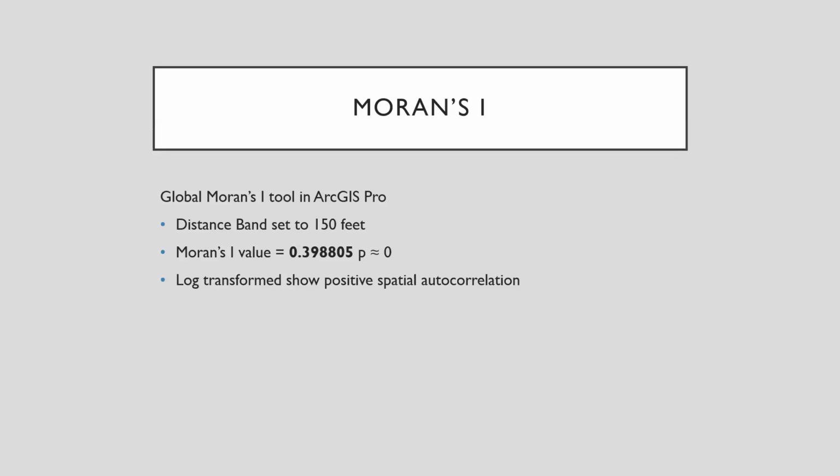The resulting value was 0.398802. This shows that the log transform dataset has positive spatial autocorrelation in lead values for this dataset and confirms the suitability of spatial interpolation in this study. From this result, it was determined that all kriging methods will be carried out using the log transformed data.